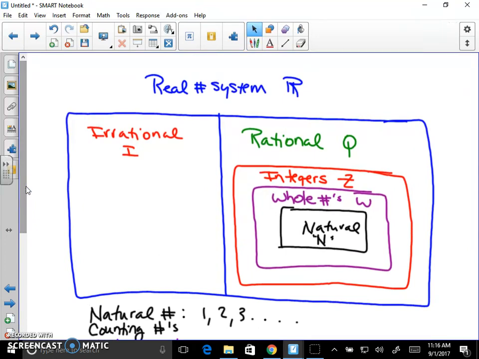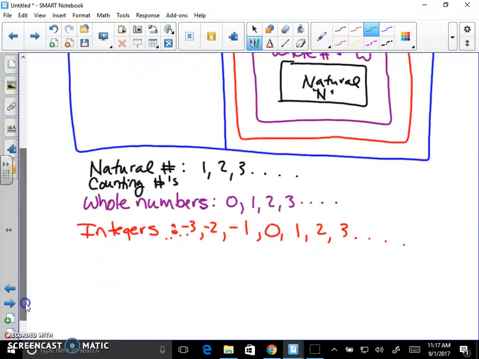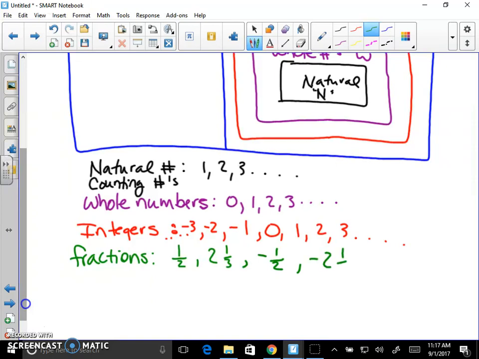Within our rational numbers, there's some other things that are put in there. So we have fractions. So if we have a fraction, it's a rational number, and it would be a real number. So let's put some examples of fractions. We know what they are, but let's just put them down there anyway. 1/2, 2 1/3. That's a mixed number, but it's also a fraction. It can go improper. And we can even say -1/2, and we can say -2 1/3. You can have a negative fraction. All it means is it's just to the left of 0.